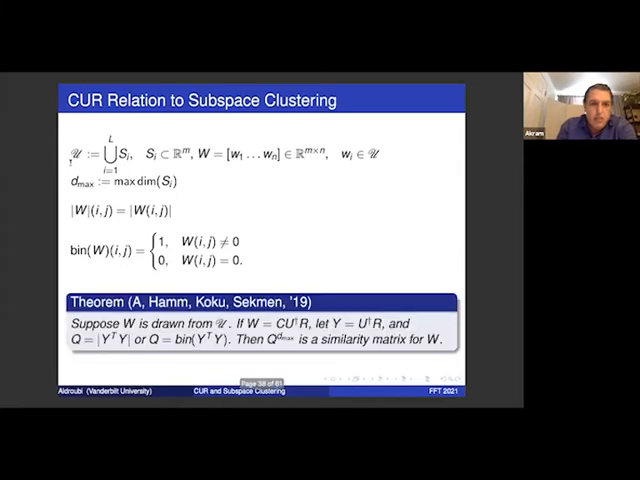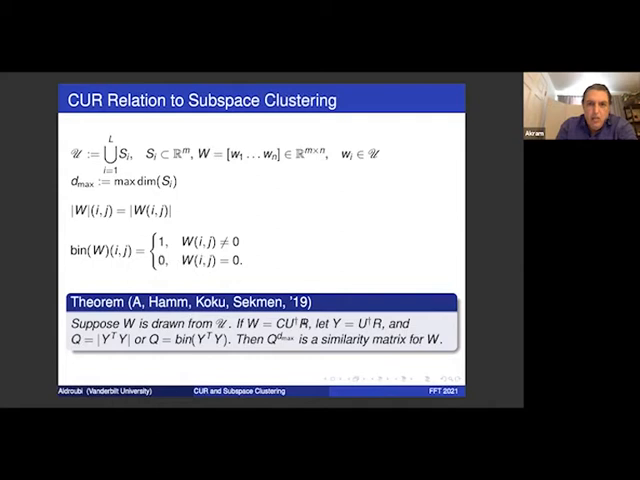What is the relation? To do subspace clustering, I need a similarity matrix that will help me do the clustering. How do I construct a similarity matrix? Well, I have a W which is drawn from the union of subspaces. I can always write this matrix as C times U dagger times R. This is the CUR decomposition.